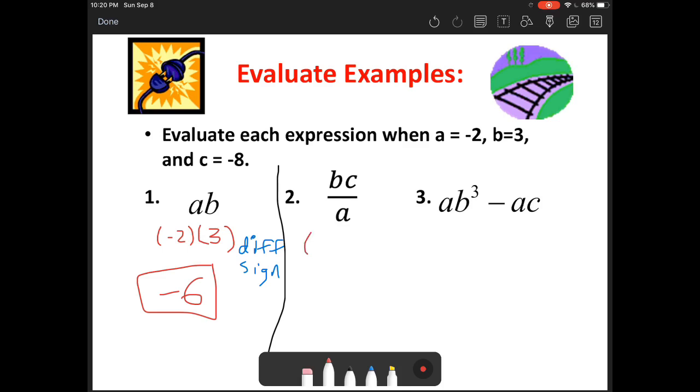Now with number 2, let's draw a little line here, make it a little bit easier. Notice when we plug in, B is 3, C is -8, and A is -2. Now notice, because these are separated by a fraction bar, that's kind of like a grouping symbol. So we want to do all the stuff on top first and then do all the stuff on bottom. So the first two, positive 3 times -8, that's -24. Same sign, positive, different sign, negative, and the bottom just stays the same. Now we notice here we have the same sign.